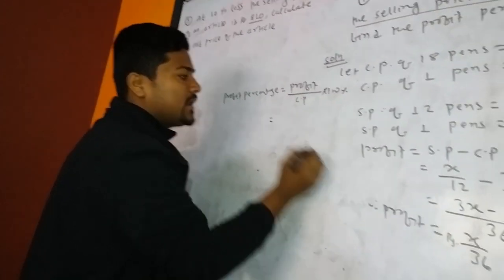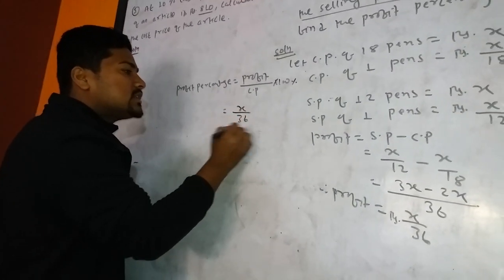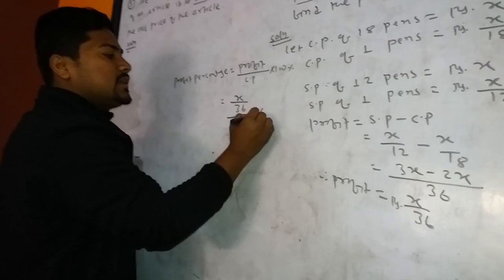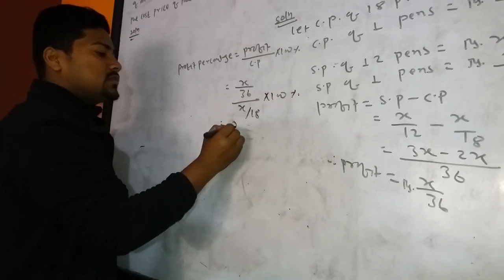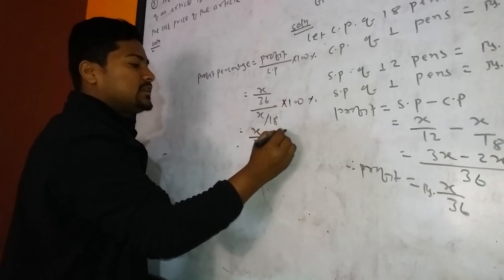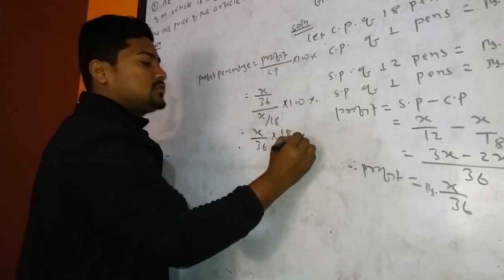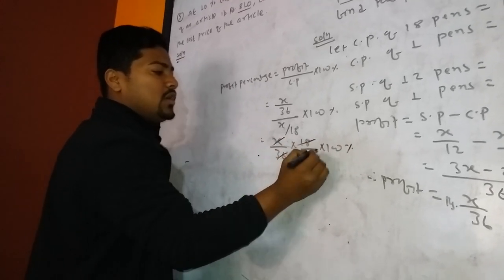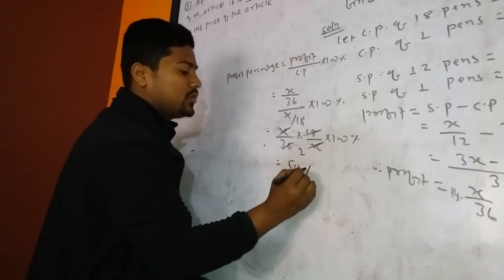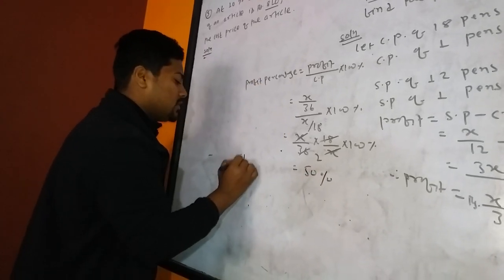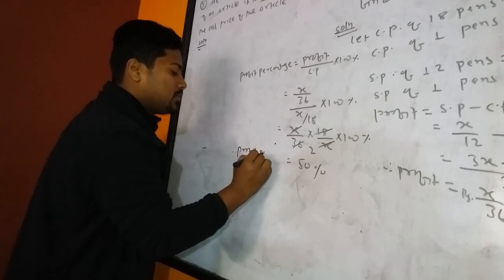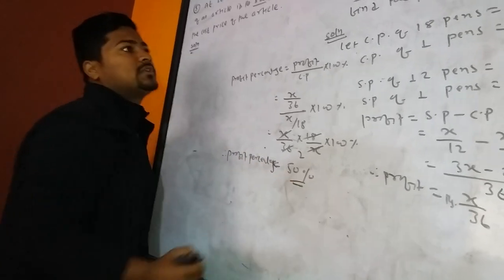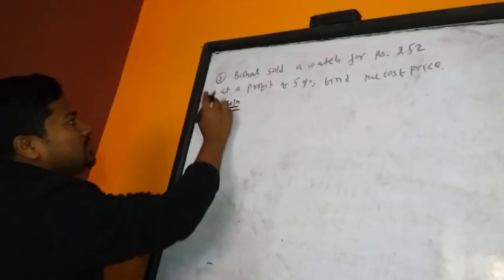So what is profit given here? X by 36. CP is what given? X by 80 into 100%. So X by 36, this 80 reciprocal goes up, and now this into 100%. X cancel. 80 into 100 by 36, what comes? 50%. So therefore profit percentage is equal to 50%.